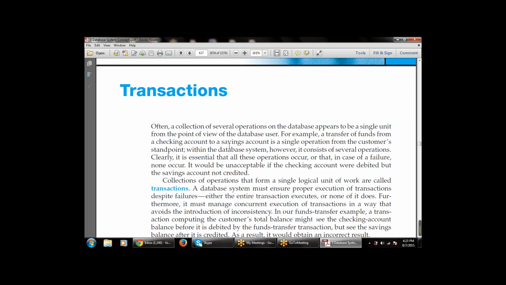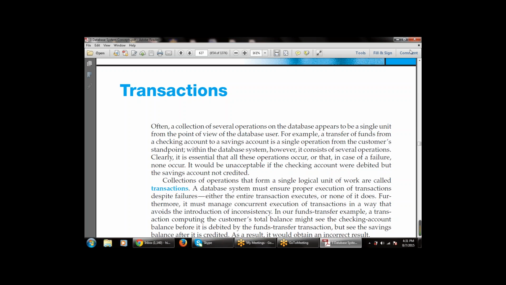A collection of operations that forms a single logical unit of work is known as a transaction. So whenever we collect various operations that form a single logical piece of work, that is known as a transaction. Then a database system must ensure proper execution of transactions. Despite failures, either the entire transaction executes or none of it does.